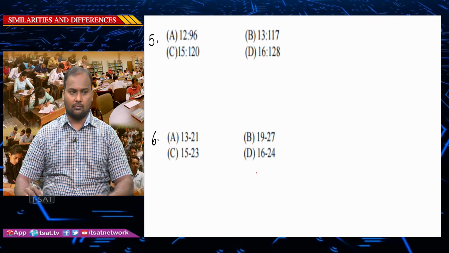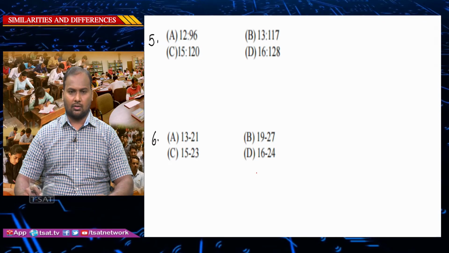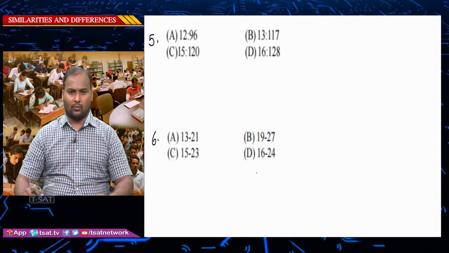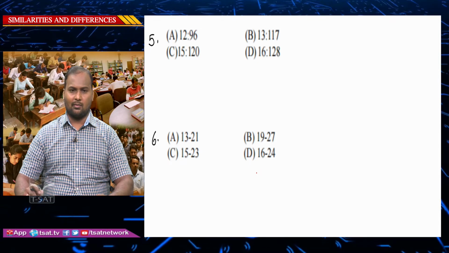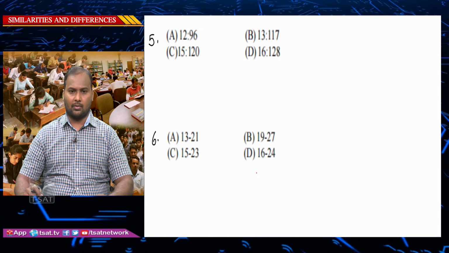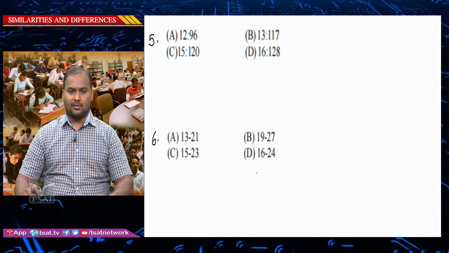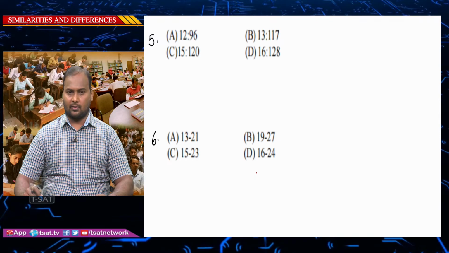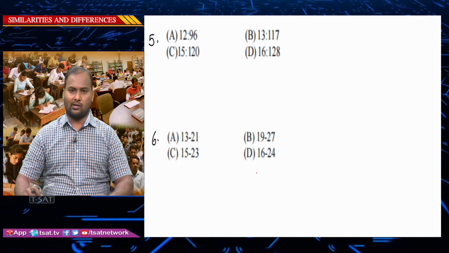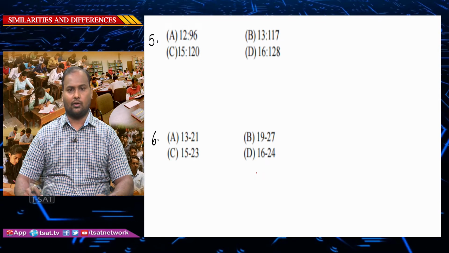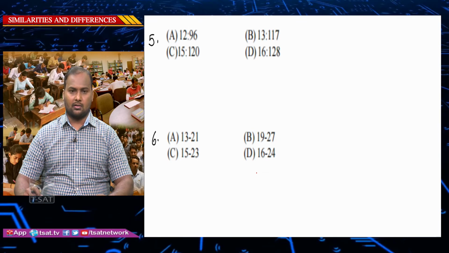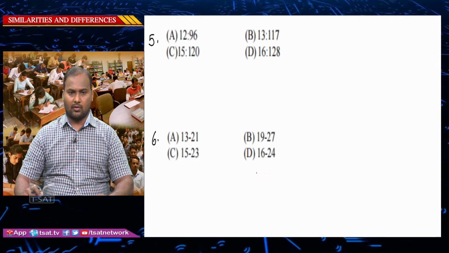If you see this question, 12 98, 13 117, 15 120, 16 128. Same here, 12 is small number, 96 is big number. 13 is small number, 117 is big number in option B. In option C, 15 is small number, 120 is big number. In option D, 16 is small number, 120 is big number. So same logic one needs to apply, either squares, cubes or multiplications or combinations.